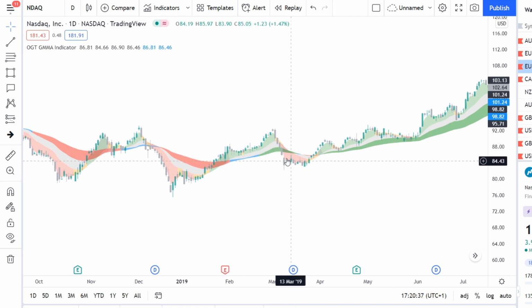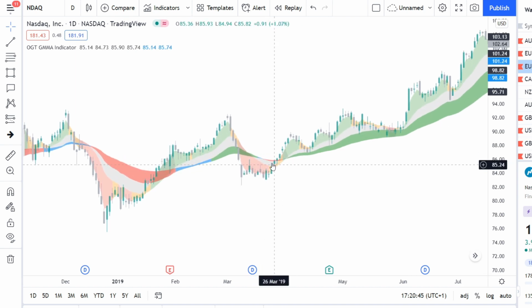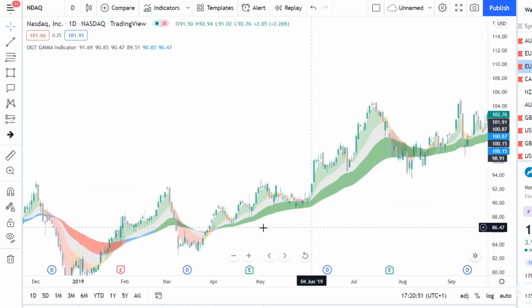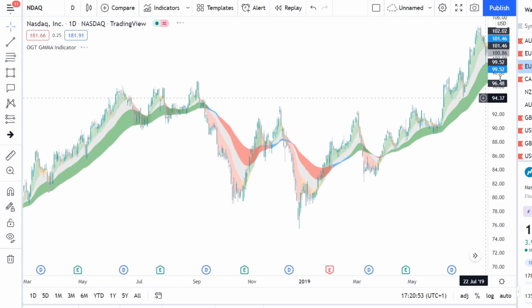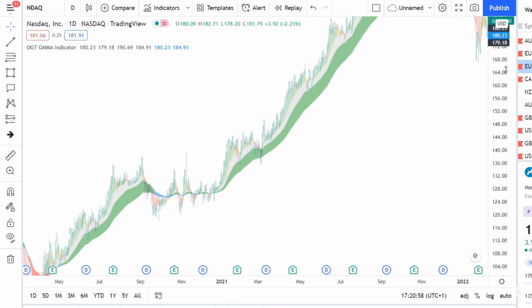Then we saw a little pullback. It was blue and green, but not really for a long time, and then it became green, and as you can see it was safe for investors to buy, and then they made some nice returns. But let me show you the strategy that comes with this indicator.